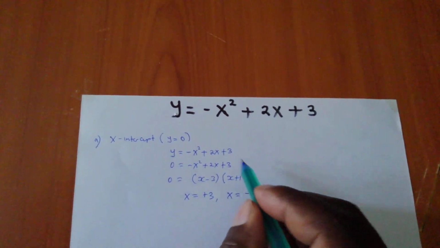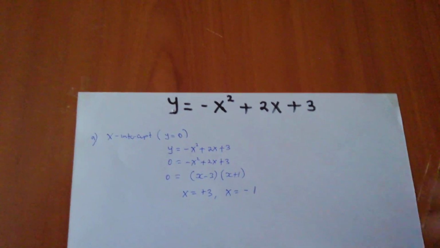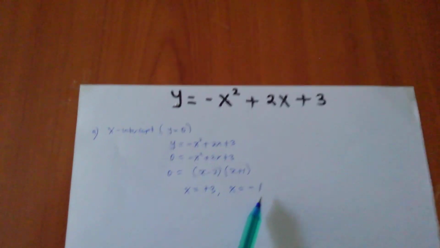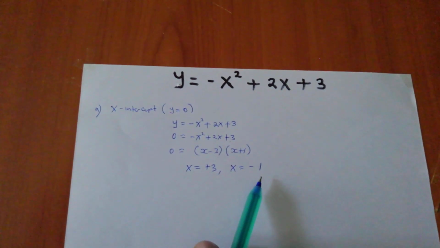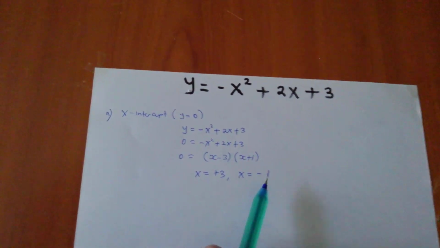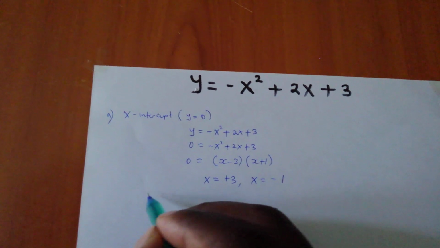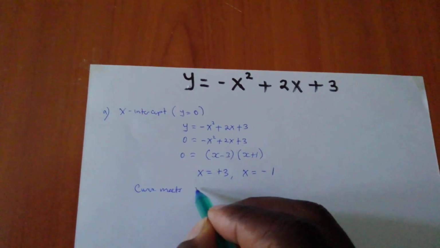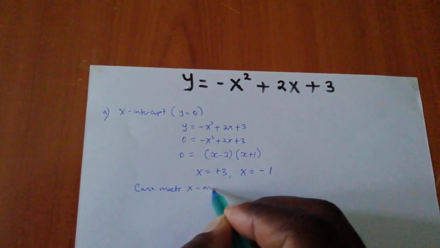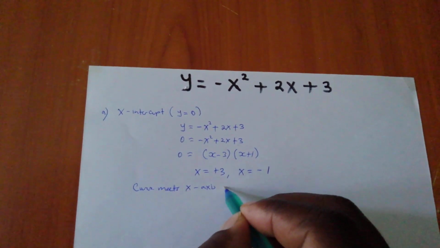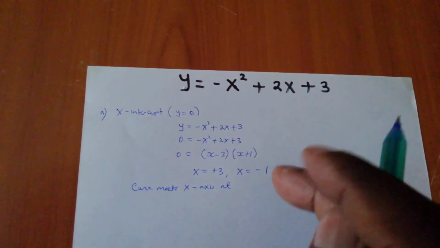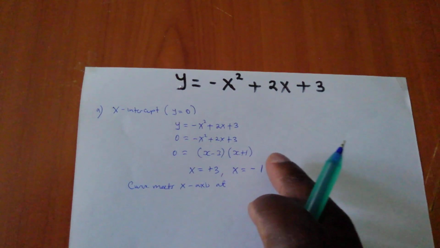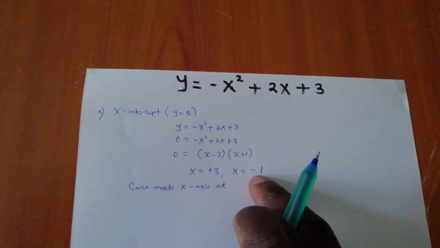I don't have to go through too much for you to get these answers, but those who know, you know how I have arrived at that point. So the curve meets the x-axis at these points, whereby x is this and also x is this.